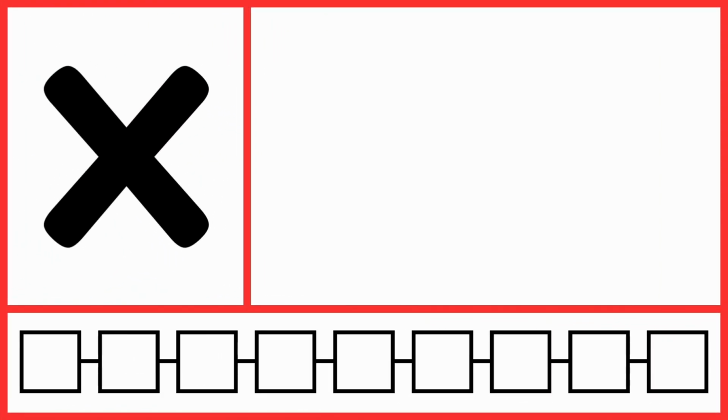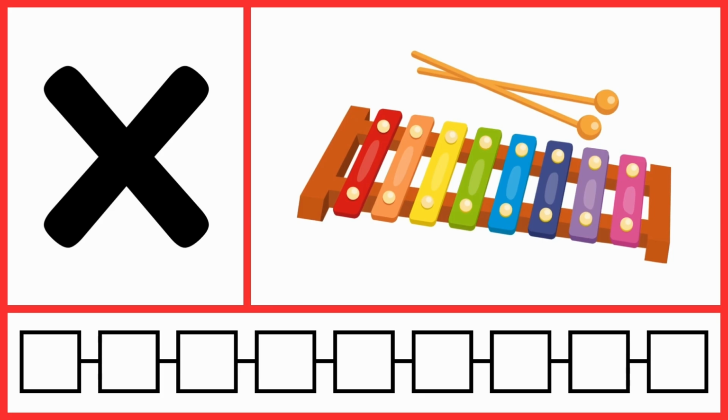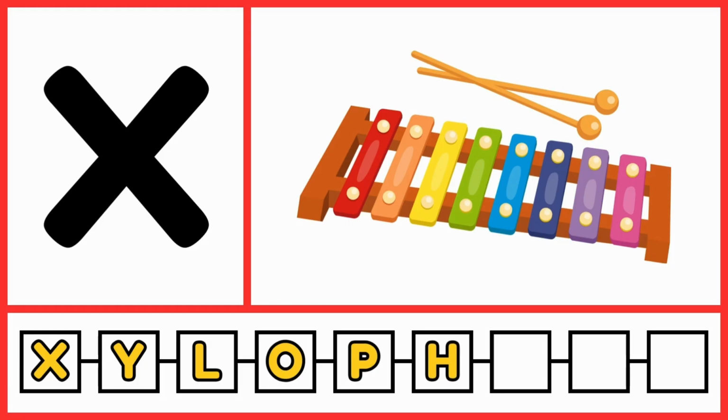X. X is for xylophone. Let's spell it. X, Y, L, O, P, H, O, N, E. X is for xylophone.